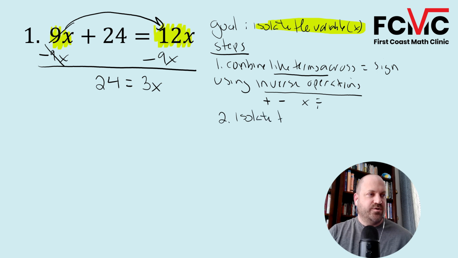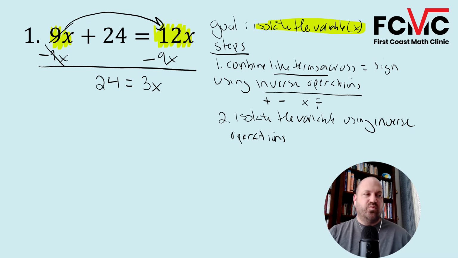My next step, I want to isolate the variable using inverse operations. So we want to get that x by itself. What's happening with the 3 and the x? They're being multiplied. How do we undo multiplication? Let's divide. So I'm going to divide by 3. 3 divided by 3 is 1 and 1. If I'm multiplying and dividing by 1, I don't need to keep the 1 in there. So I'm going to get x equals 24 divided by 3 is 8.